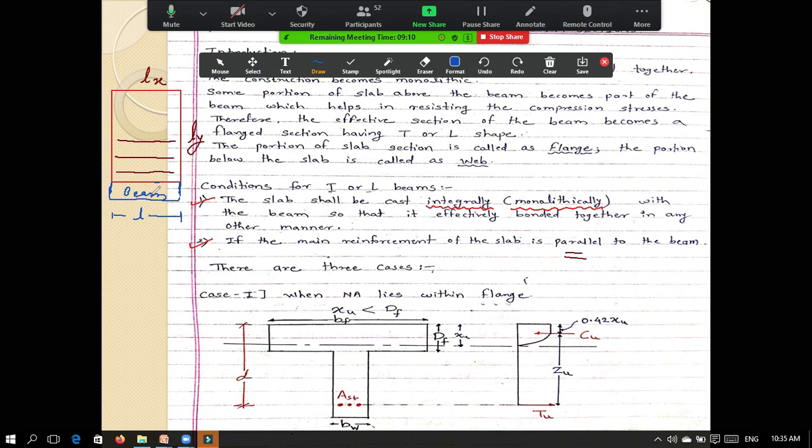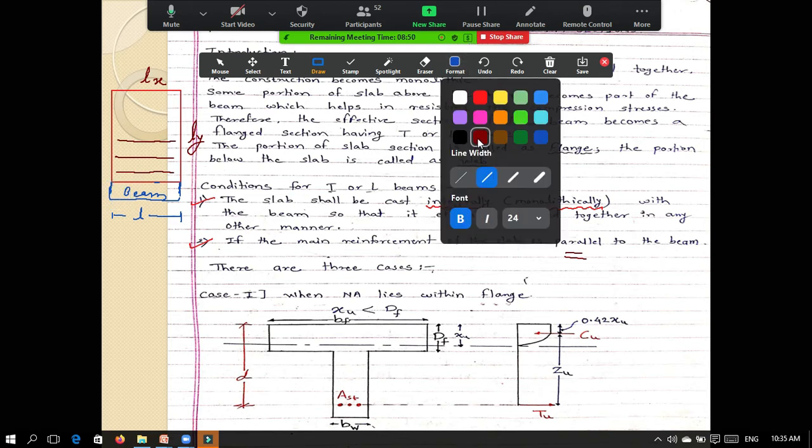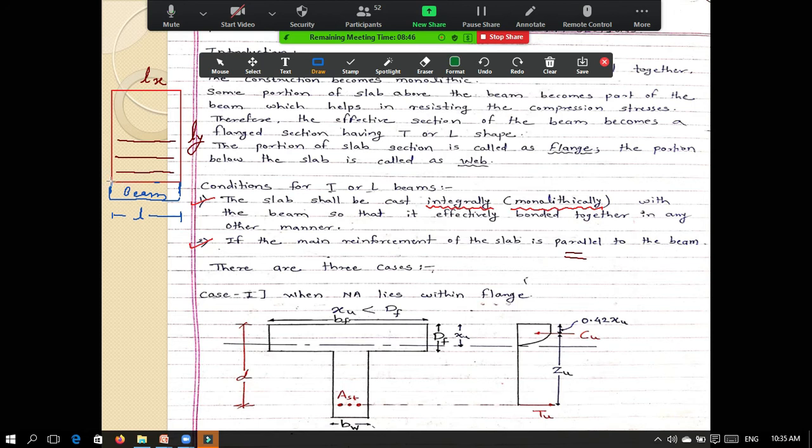Now if you see, this is your main steel. This main steel is parallel to the beam. This is the condition: main steel is parallel to the beam. And suppose now the same beam is there, and here I will take a different color, and now the slab is continued like this here also.